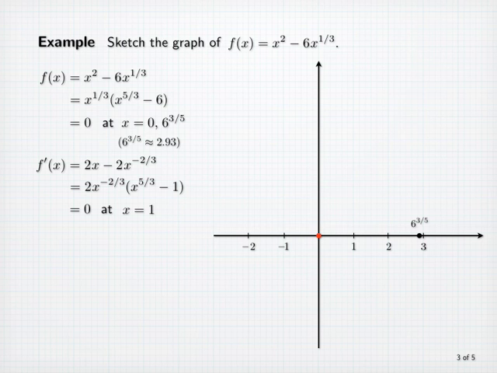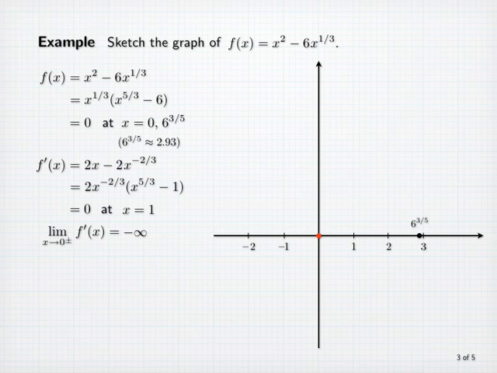So let's think about the limit of f prime of x as x approaches 0 from both the left and the right. Notice that the factor 2x to the minus 2/3 power is never negative. So we only need to be concerned with the factor x to the 5/3 power minus 1. If x is close to 0, that factor is negative, so both of the one-sided limits as x approaches 0 of f prime of x are minus infinity.